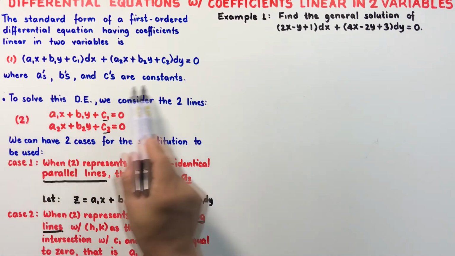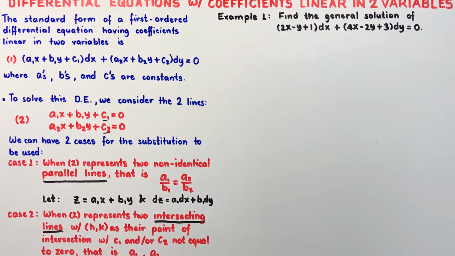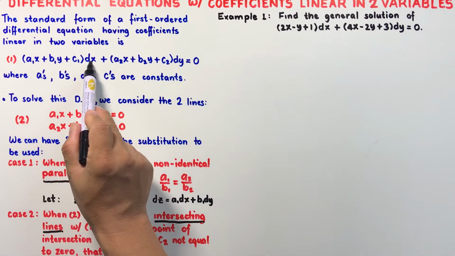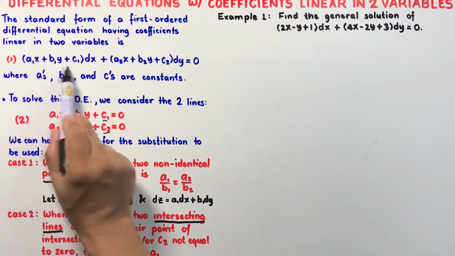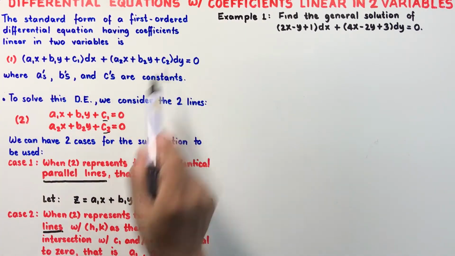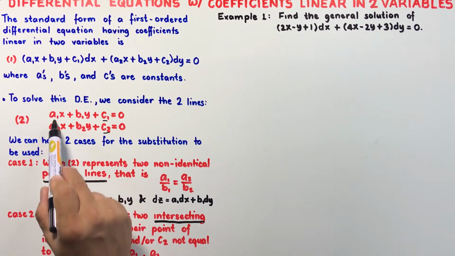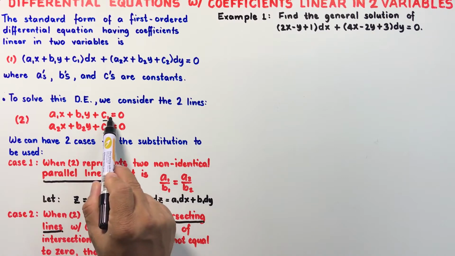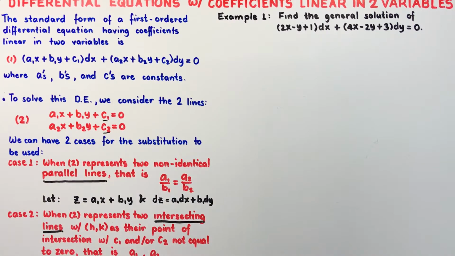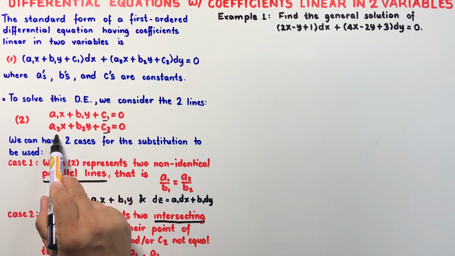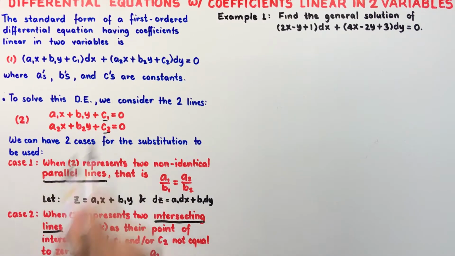So to solve this particular differential equation, we need to consider the multipliers of dx and dy, which is this one here and this one, which is a linear expression. When you equate these two expressions to 0, you can have equations that represent two straight lines. So a sub 1x plus b sub 1y plus c sub 1 equal to 0 represents a straight line. And also a sub 2x plus b sub 2y plus c sub 2 represents another straight line.